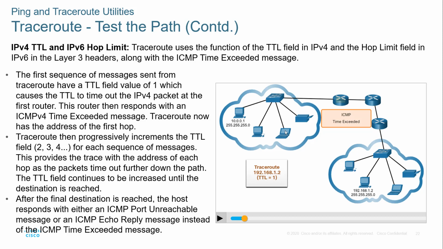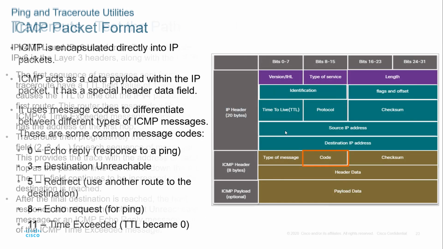Remember that traceroute has a hop limit, or a TTL. If we're dealing with ICMPv4, it's a TTL. If we're dealing with ICMPv6, it's a hop limit. It doesn't matter what we're calling it. Essentially, there is a life expectancy for this packet.